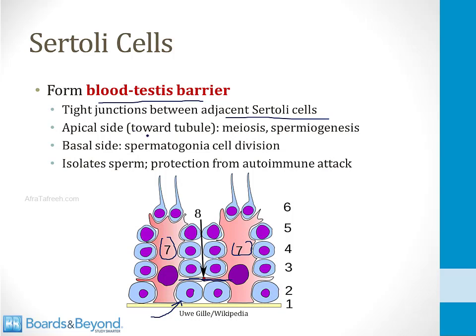So the apical side, which is the side towards the tubule, is where meiosis and spermiogenesis are occurring. That's on this side of the tight junction. The basal side is where you find the spermatogonia undergoing cell division. So these tight junctions and the blood-testis barrier formed by the Sertoli cells isolate sperm. They protect them from autoimmune attack, and they also allow the Sertoli cells to control the environment and drive spermatogenesis.